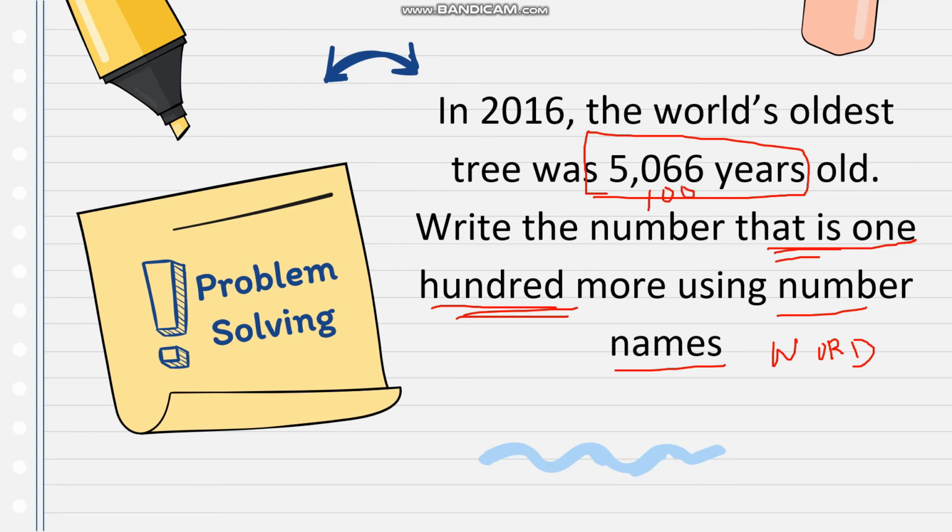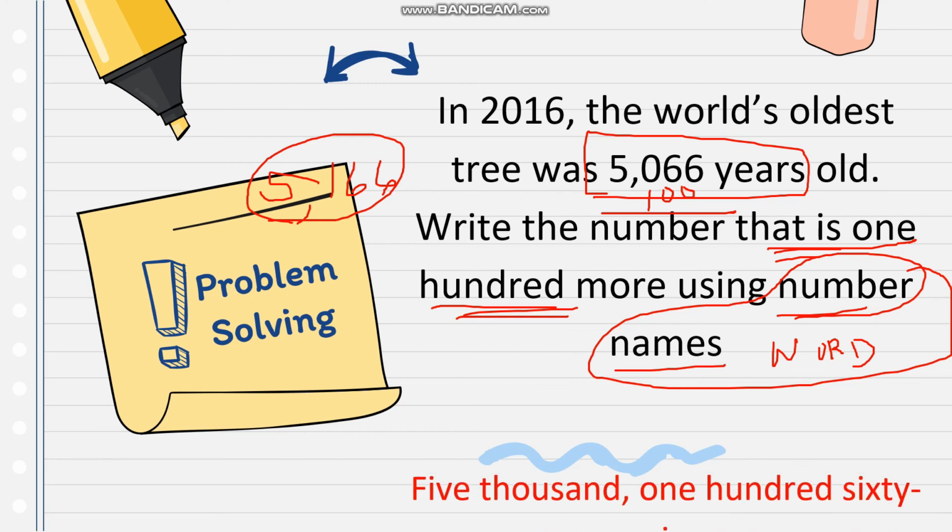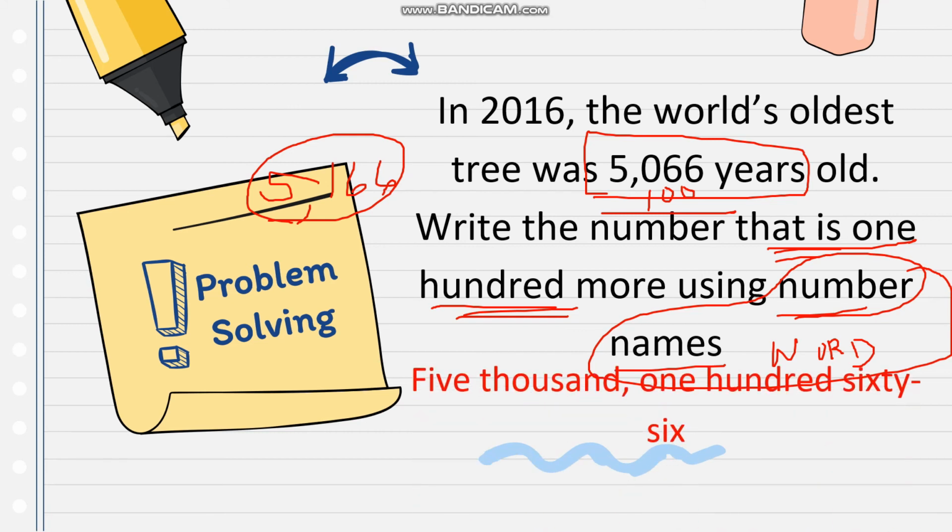So 5,066 plus 100 is equivalent to 5,166. But we're not going to write it in standard form. We're going to write it in number names, or what we call word form. So 5,166, the answer is 5,000,166. Let's proceed to the next question.